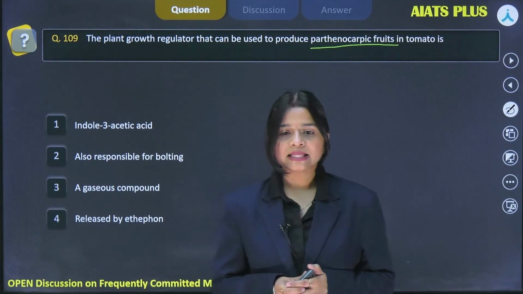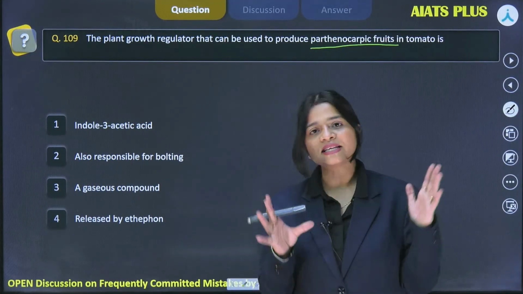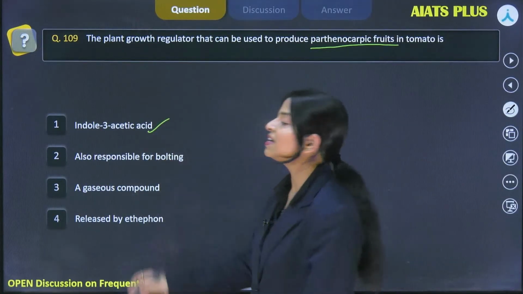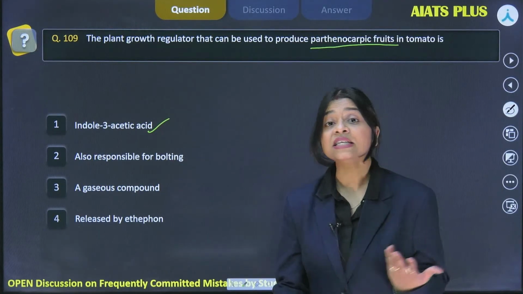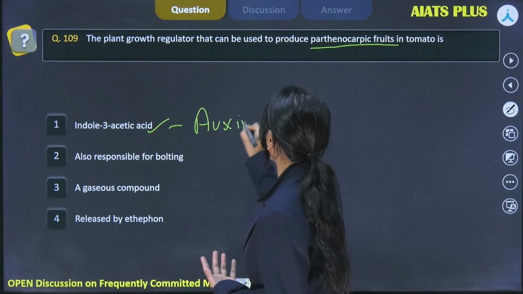Alright, yes, Sagnik, the correct answer. Anshu Raj gave the right answer too, Momita and Satyanarayan, everyone gave the right answer. That is indole 3-acetic acid, and that is what? It is an auxin. Right, it is an auxin.